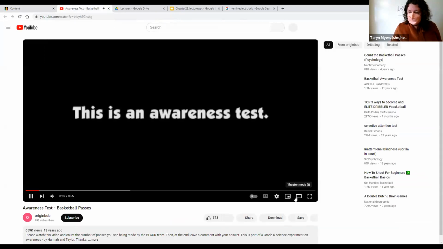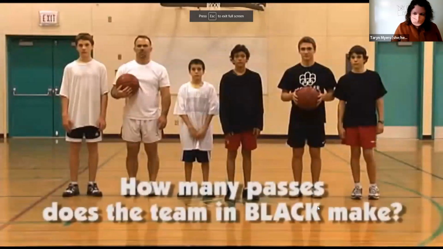This is an awareness test. How many passes does the team in black make?